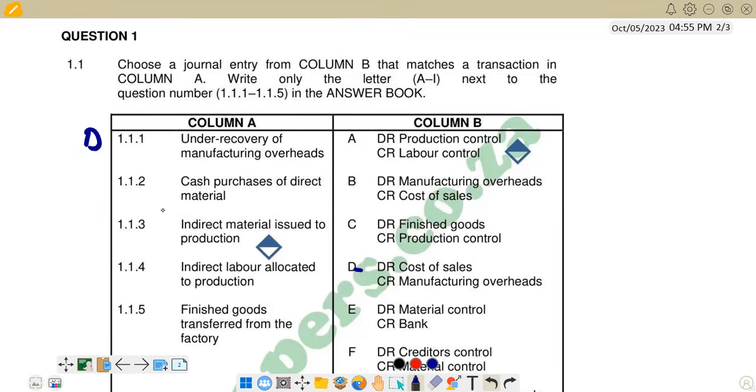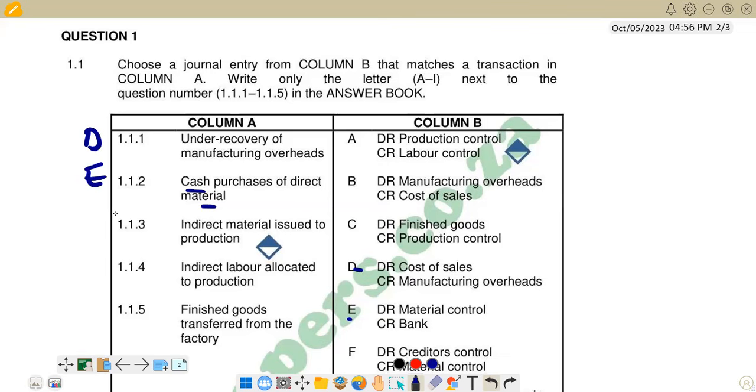Then we go to the next one, 1.1.2, cash purchases of direct materials. So here we are seeing that there's cash, so there's a bank account that is involved, and we are paying, so money is going out of the business. So we are going to credit the cash, since we know that the bank or cash is an asset account, a normal debit balance. So when something is moving out of bank, which is money, we need to credit it. So we are crediting bank there, and obviously we have got the material that is being paid. So we are going to debit the material account as the other account. So we see that E is appropriate there.